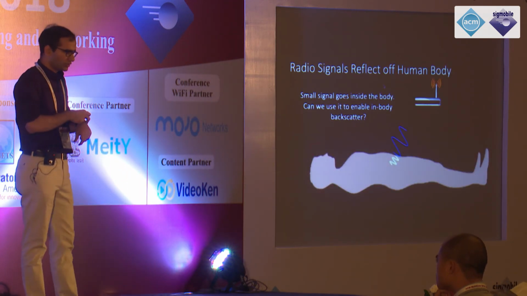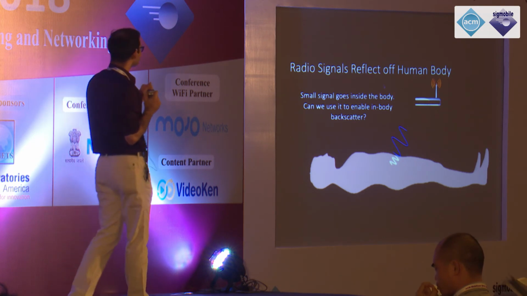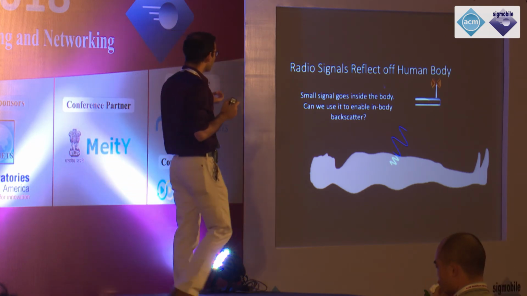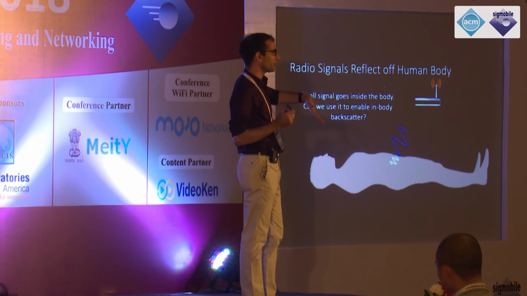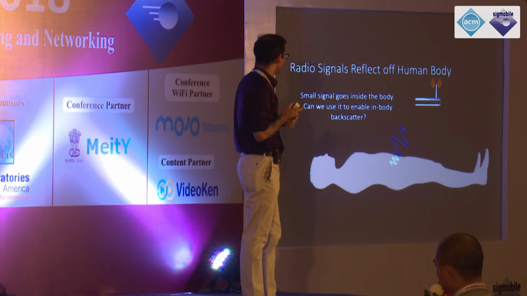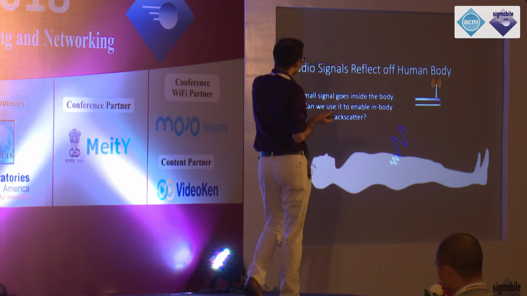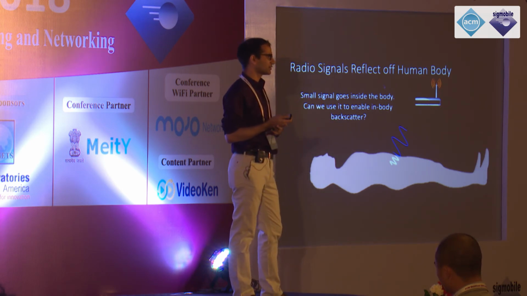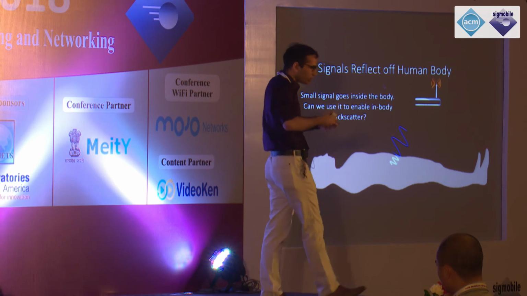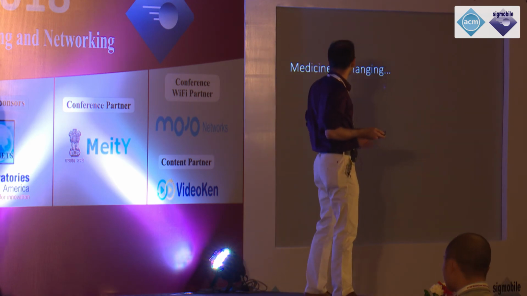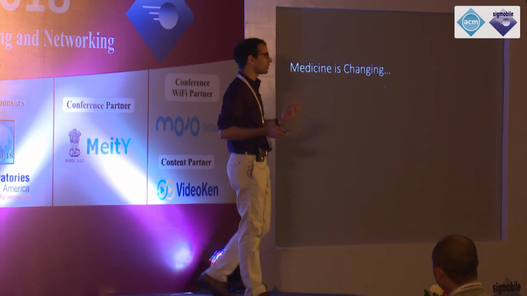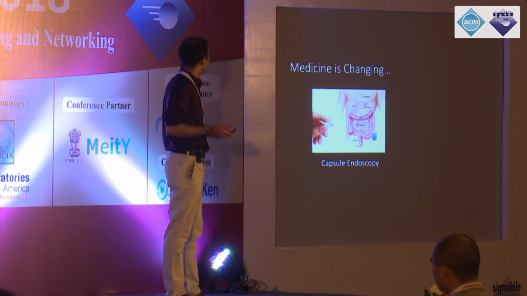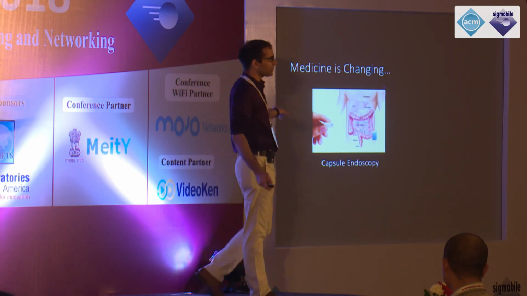Cool. So now let's talk about the signal that goes inside the body. There are small amounts of signal that can penetrate the human body and go inside. And the question is, can we use this small amount of signal that goes inside to enable in-body backscatter? Because in modern medicine, there are going to be a lot of devices that rely on low-power networking. And one of those devices is something called a capsule endoscope.